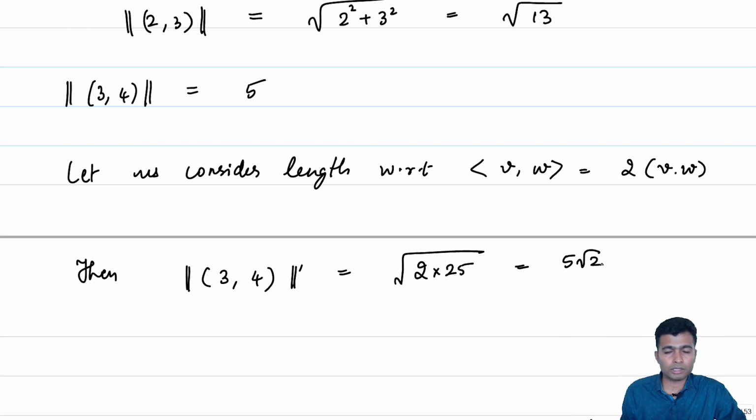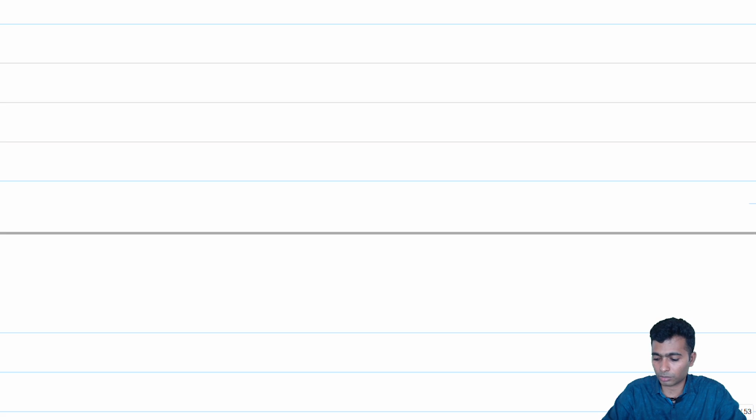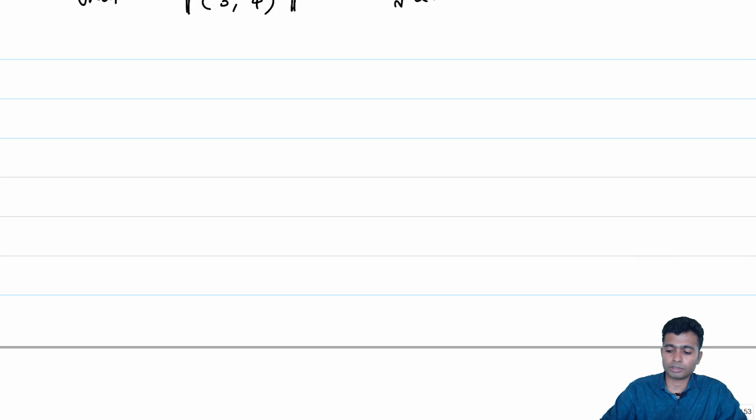So the length is a notion which very much depends on the inner product, and there is generally no standard notion of an inner product. So there is a notion of length which is very heavily dependent on the inner product. That is what you should keep in mind.